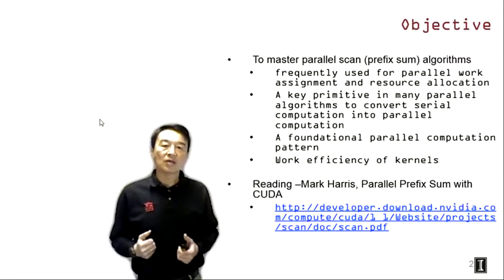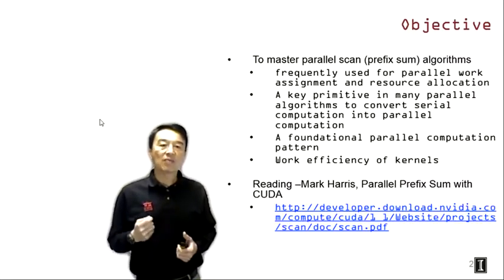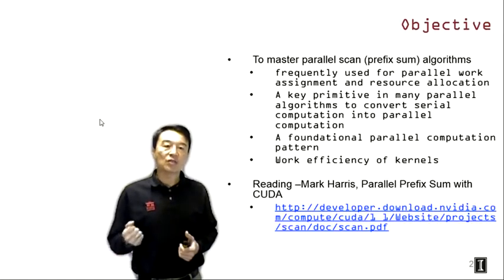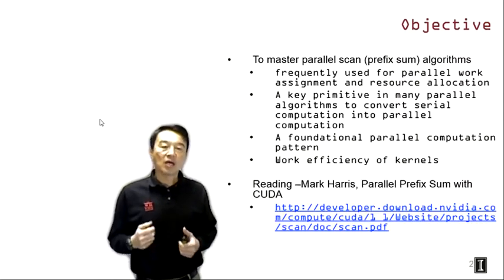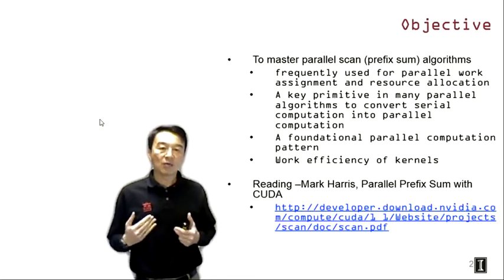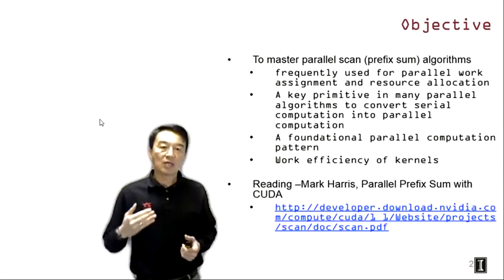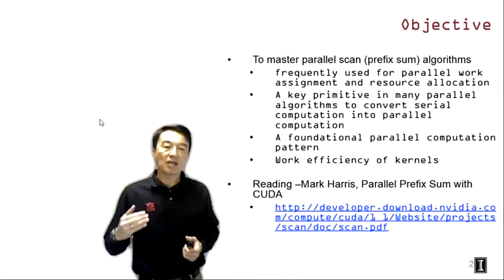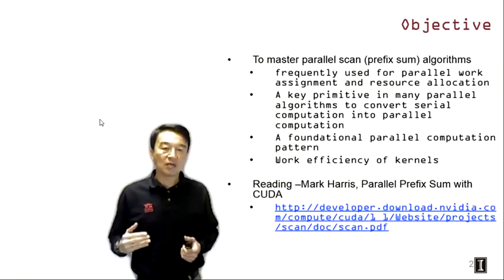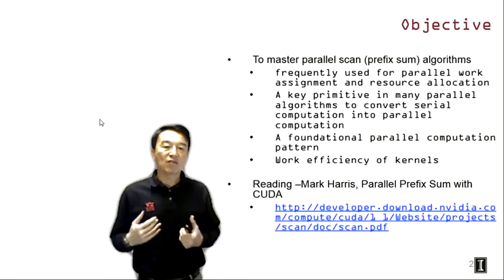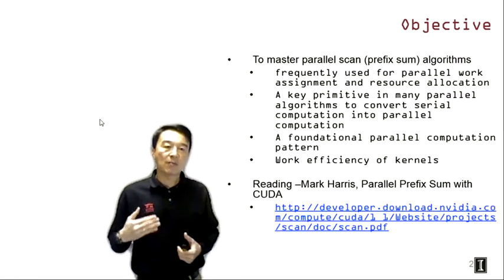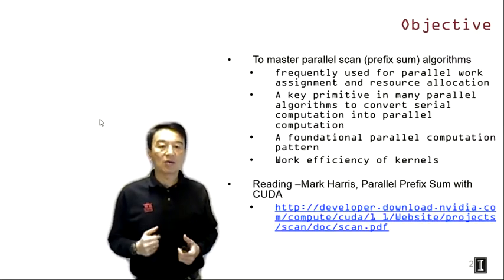It is also a key primitive in many parallel algorithms to convert from sequential computation into parallel computation. A lot of times we have work or computation that needs to be done step by step, and the next step builds on the current step. Scan is a method for converting this kind of sequential stepwise algorithm into parallel algorithms.